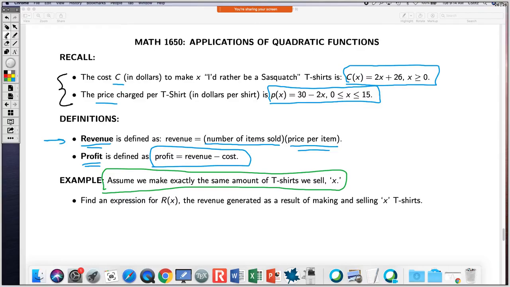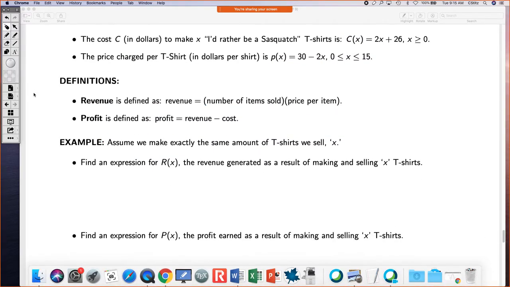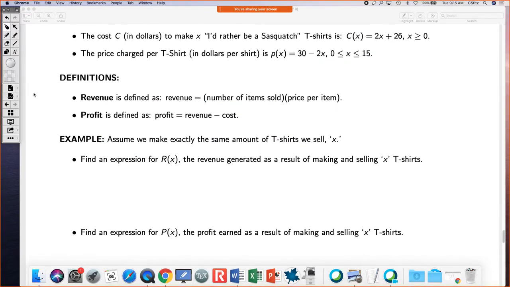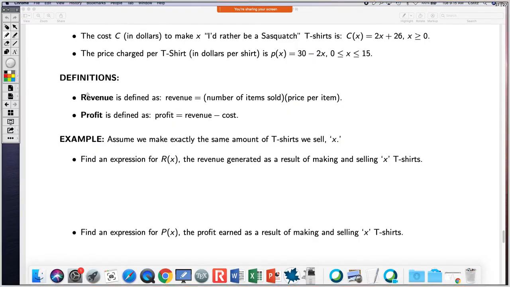All right. So we're asked to find an expression for the revenue function and the profit function. So revenue, remember, is number of items sold times price per item. So R of X is the number of items sold. We're assuming that we're making and selling X t-shirts. So that's going to be X times the price, 30 minus 2X.